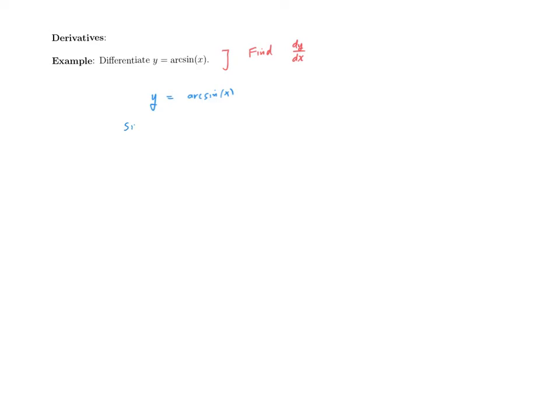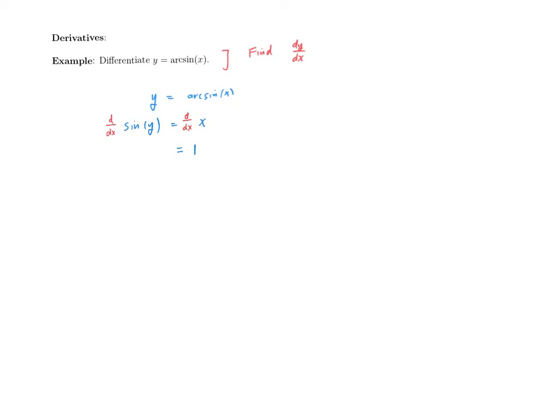Let's just take sine of both sides. This would imply sine of y is equal to x. And now that we have sine of y equals x, this is something we can very quickly and efficiently differentiate. On the right-hand side, it's an explicit derivative. The derivative of x with respect to x is 1.